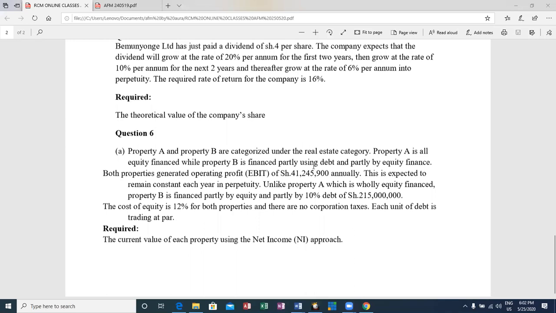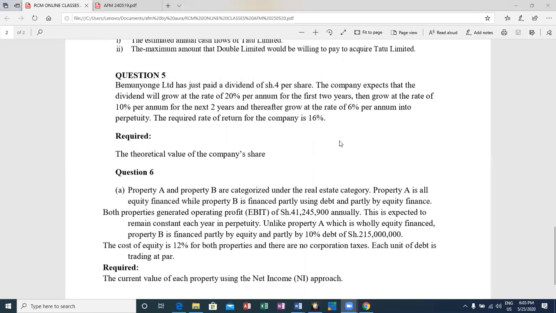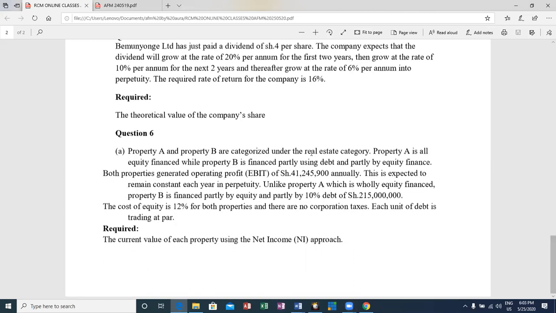PVIFA. How do we get PVIFA? Remember the PVIF, present value interest factor, we normally talk of 1 plus R raised to negative n. PVIFA will be 1 minus this smaller formula, 1 minus 1 plus R raised to negative n, and then everything to be divided by R.